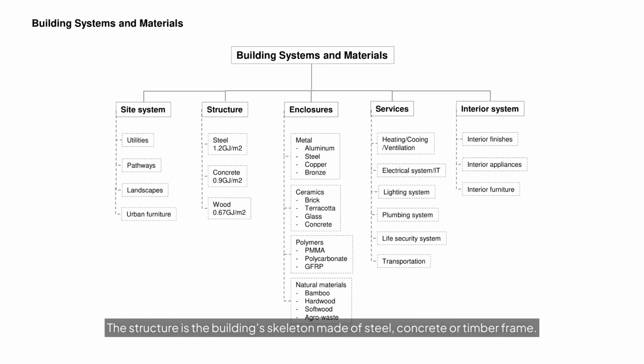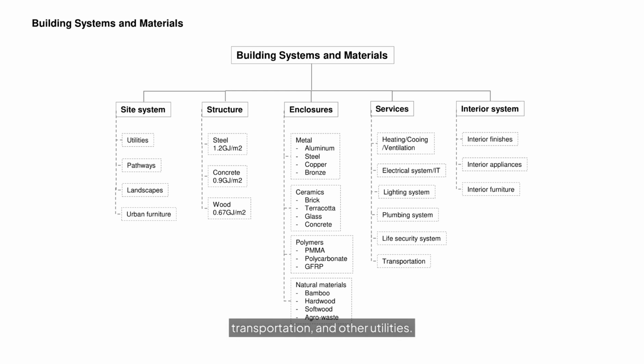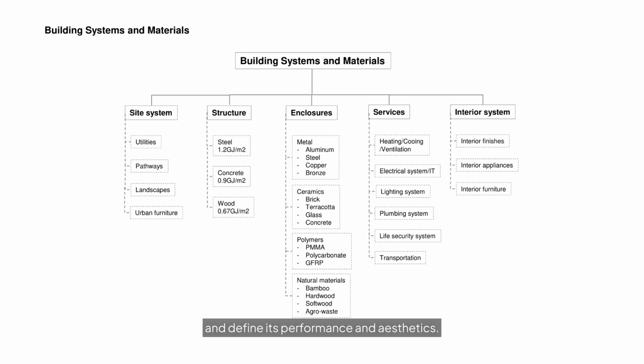The structure is the building skeleton made of steel, concrete, or timber frame. The enclosure consists of the walls, windows, and roof that protect the interior. Services include systems like HVAC, heating, cooling, and ventilation, electrical systems, IT networks, plumbing, life safety, transportation, and other utilities. Finally, interior systems consist of finishes, appliances, and furniture. Together, these systems are integrated to create the entire building and define its performance and aesthetics.